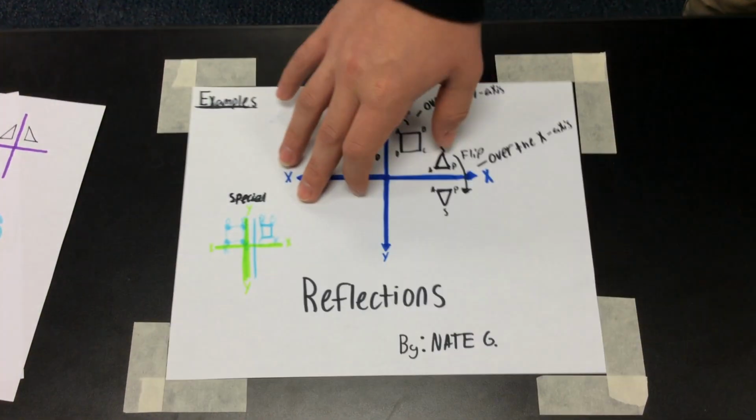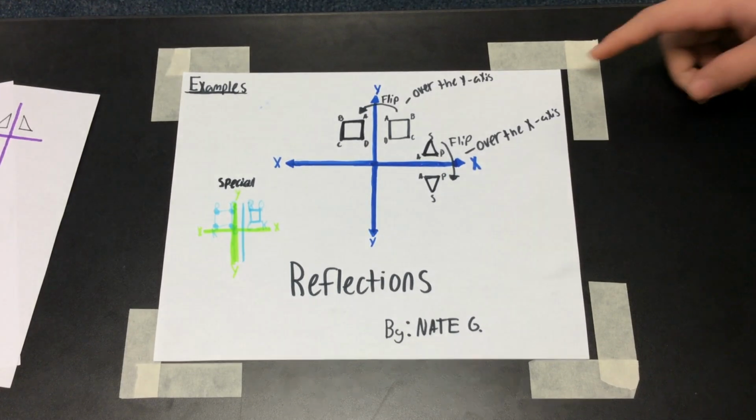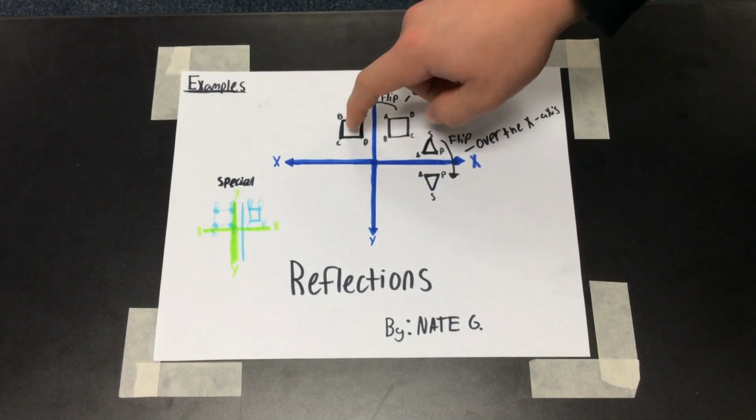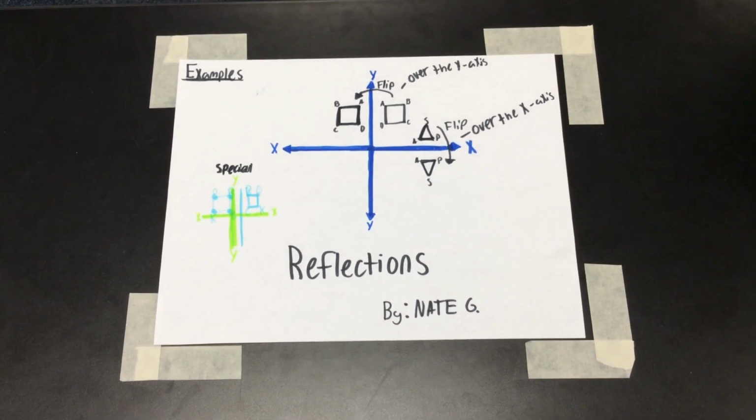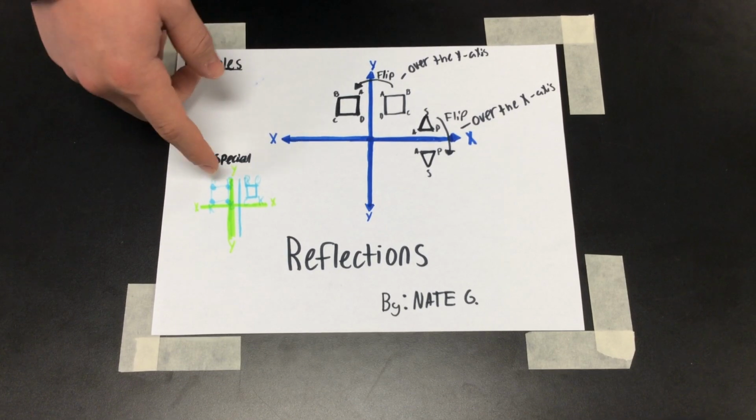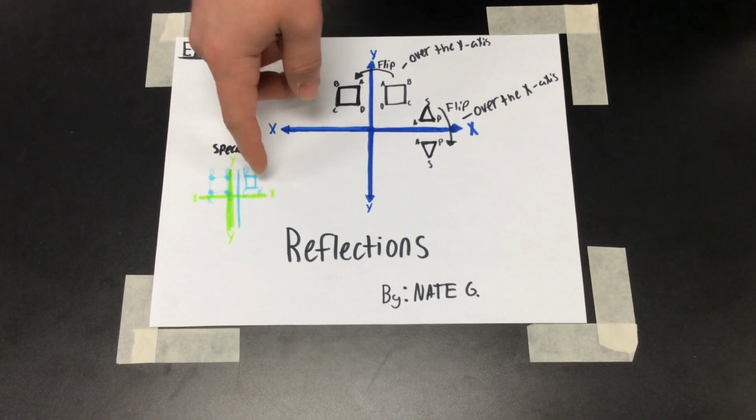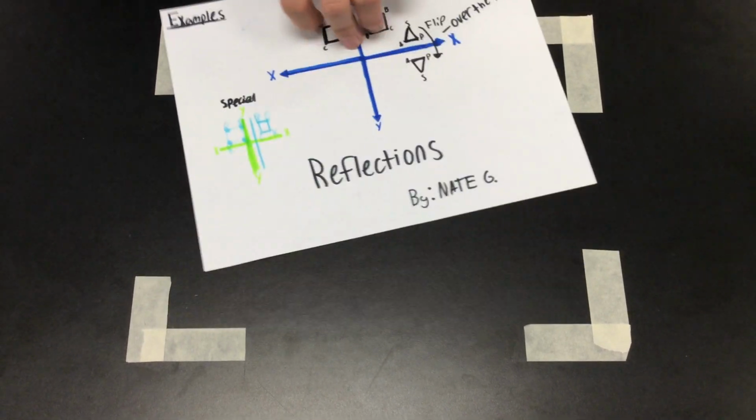Some examples of reflections. You can flip over the y-axis, which would just be like that, or you can flip over the x-axis, which is down or up. And that special one would be, you could flip over like an x equals 1 or a y equals 1, and you just flip over like that, and yeah, that was reflections.